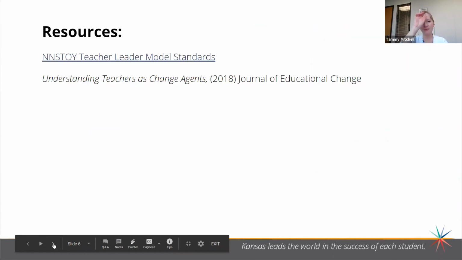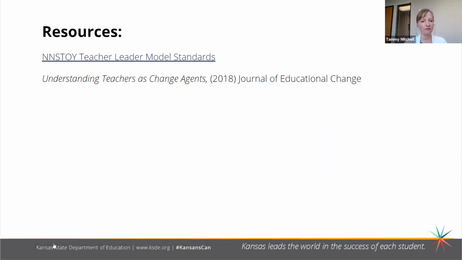So the two main resources that we pulled from are the INSTOY Teacher Leader Model Standards, and then Understanding Teachers as Change Agents from 2018. Within those two references, there are a ton of other references that you can go back to. Michael Fullan, John Hattie, all of their research supports these particular teacher leadership competencies.